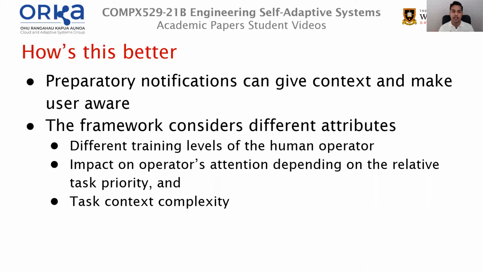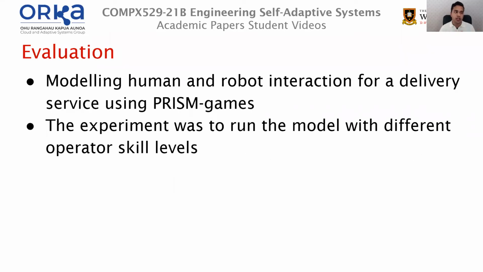The framework that they have created considers many different attributes, which allows it to be utilized in many different self-adaptive systems. So they're taking into account the different training levels, the impact of the operator's attention, and the complexity of the task that needs to be completed. To evaluate the framework, they modeled a human and robot interaction for a delivery service using PRISM-games. PRISM-games is a tool used for verification of probabilistic systems that can incorporate competitive or collaborative behavior modeled as games. The model was created to be able to create a strategy that maximizes the expected system utility by selecting when notifications should be given and in what form.